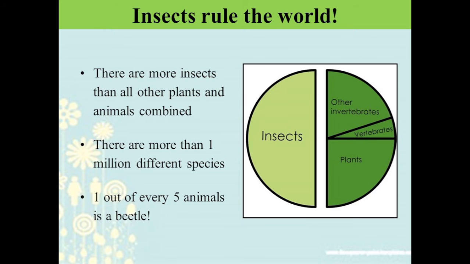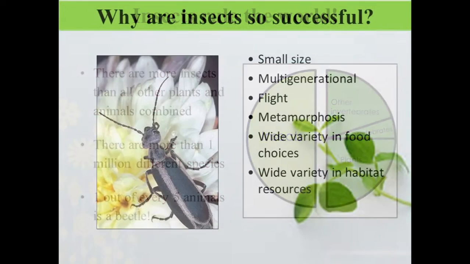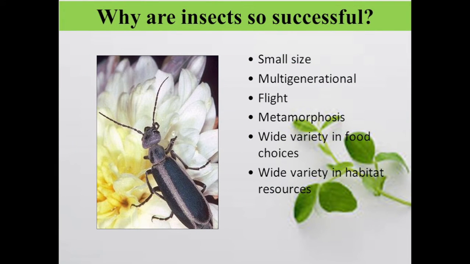Now we all know that insects make up the vast majority of the described species of plants and animals on the planet. There are many theories as to why insects are so successful, which we will discuss in the next slide. One of them is that insects are small in size and this allows them to take advantage of many niches.